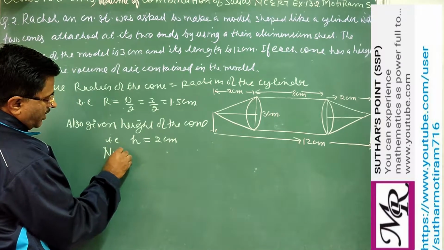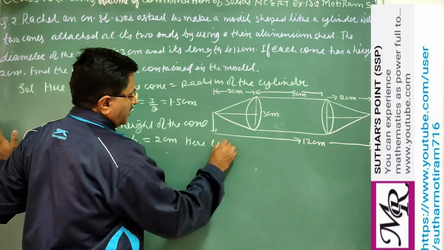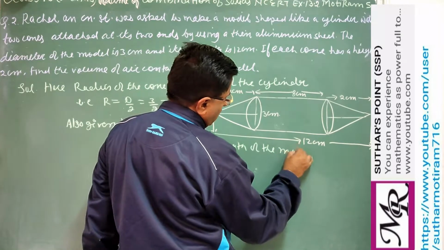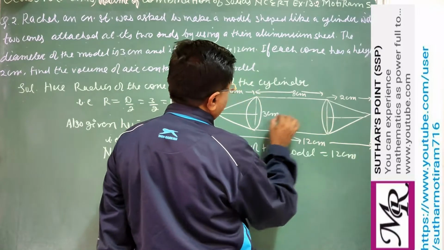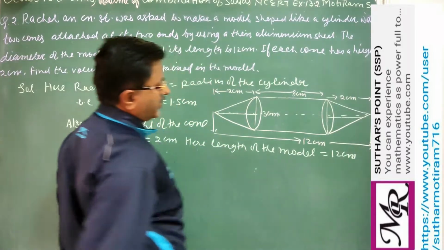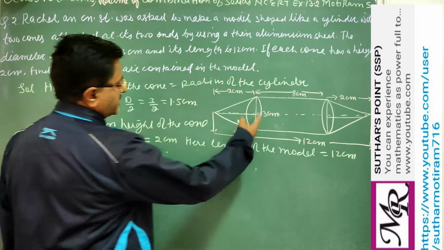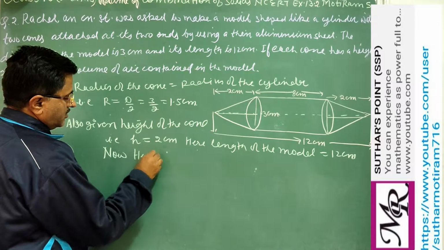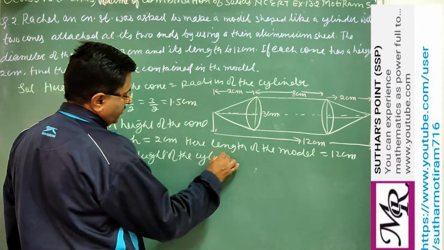Now we want to find, also you can say here, length of the model equal to 12 centimeter. This totally we are given as from this point to this point, that is 12 centimeters. So now height of the, or length you can say, or height you can say, for cylinder. So height of the cylinder.